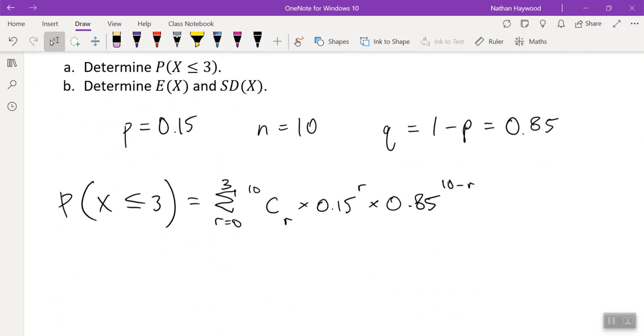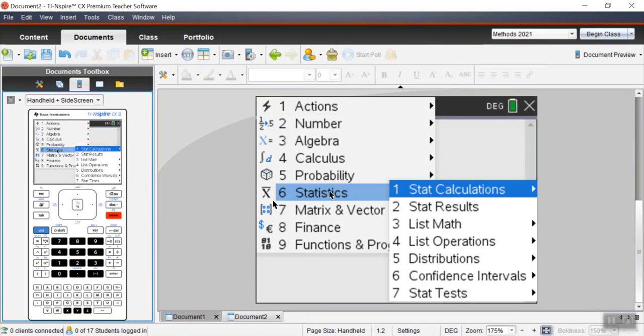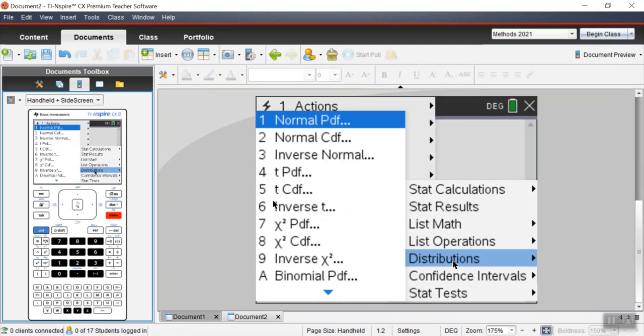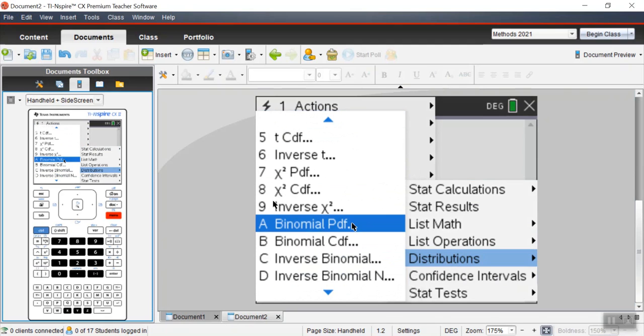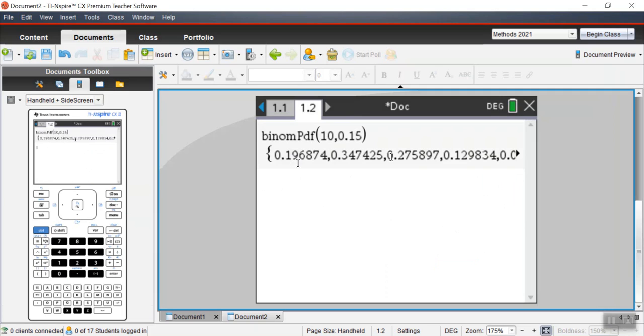Okay, how do we do that on the calculator? I'll show you 2 ways. You can do the long way: menu, stats, distribution. You can do this one. What's the n value again? 10. What's the p-value? 0.15. If we leave that blank, what will it do? It'll give us the whole distribution.